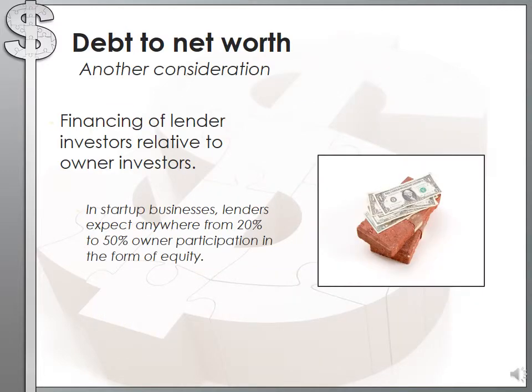Another important consideration when obtaining financing is the debt to net worth ratio, and that is the financing of lender investors relative to owner investors. Another way to look at that is how much skin in the game does the owner investor have? In startup businesses, as a guideline, lenders expect anywhere from 20% to 50% owner participation in the form of equity. So what that means for businesses is that they should expect no more than 2 to 5 times financing by the lenders relative to the owner investment.